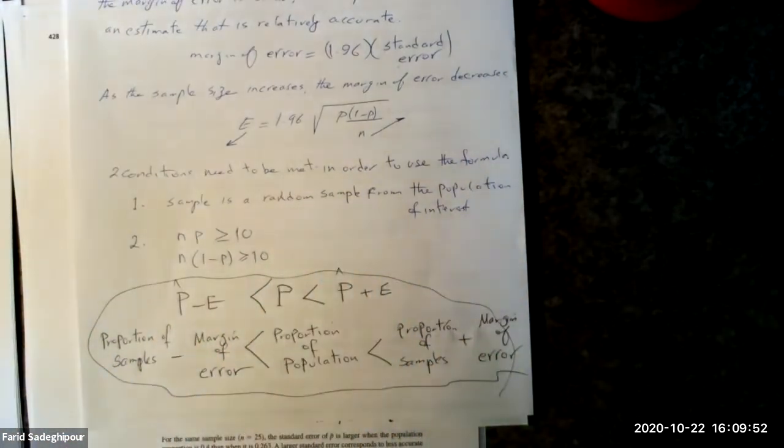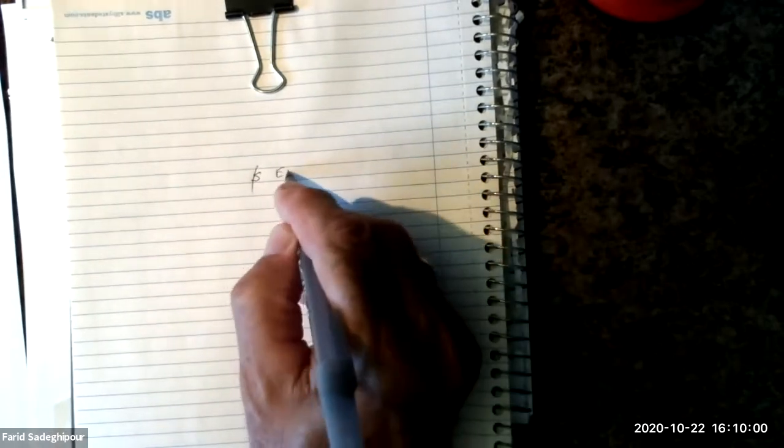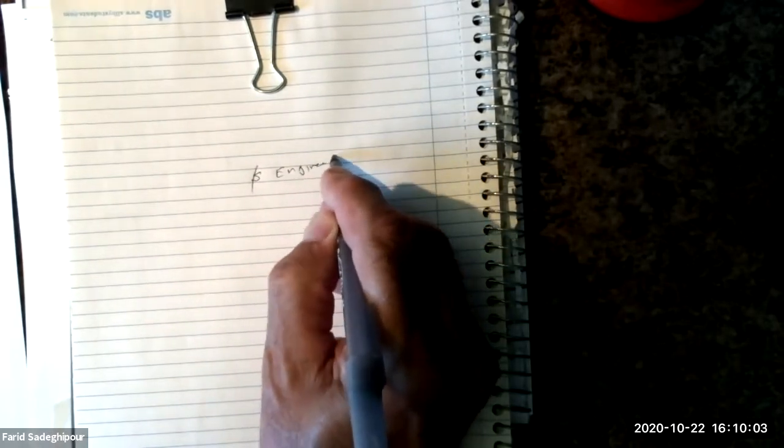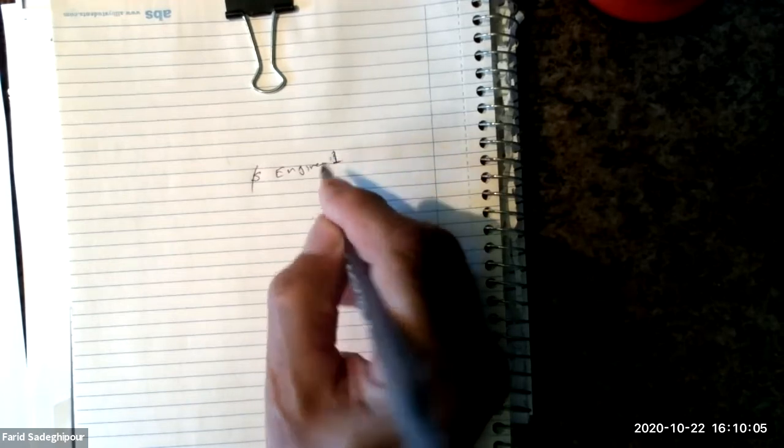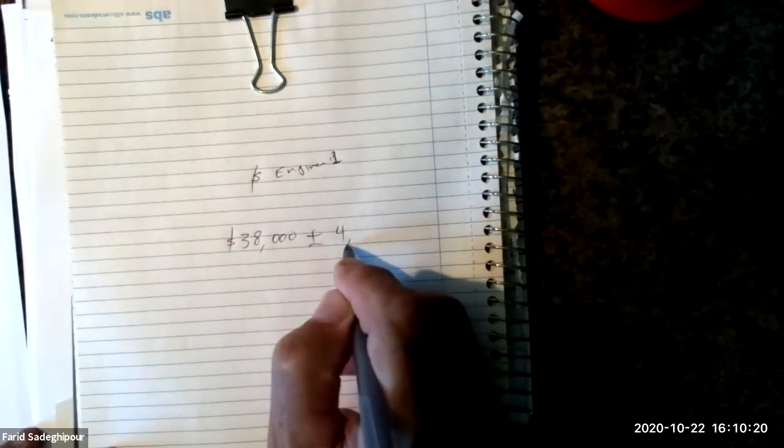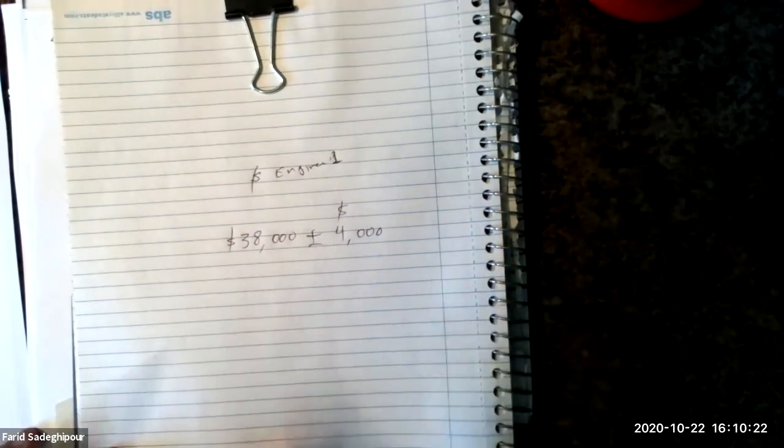Let's say you go to a company and you get a job and you want to know the salary for particular positions. Let's say your position is like engineer 1, and you want to know what the salary is for this particular position. The guy in human resources tells you, well, the salary is $38,000 plus or minus $4,000. What does that mean?